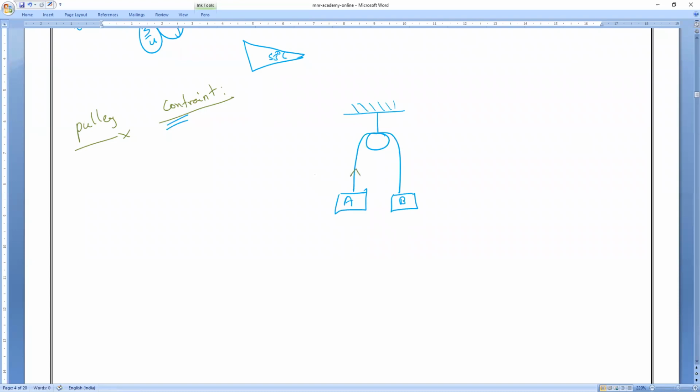So let me take the bodies. Body A is moving downward with 2 meters per second. And body B is moving upward. So this body is moving downward, and automatically body B will go upward with 2 meters per second. Everybody? 2 meters per second.